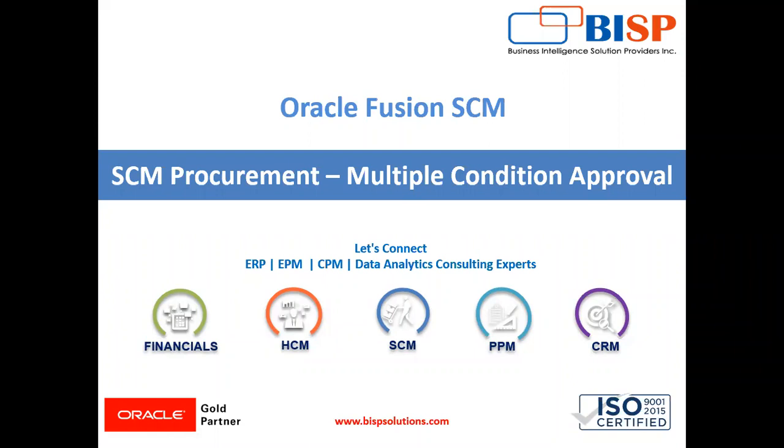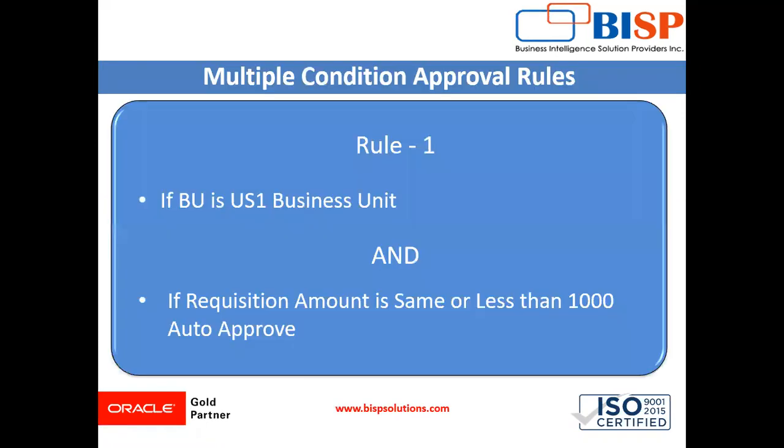My name is Lokesh Gandhi and in today's session we are going to perform multiple condition approvals in the Oracle Fusion Supply Chain Management procurement application. Under the purchase requisition approvals, we are going to define rule 1 and rule 2. Under rule 1, if the BU is the US1 business unit with the AND operator and the requisition amount is same or less than 1000, according to this rule it should be approved automatically by the system, right?